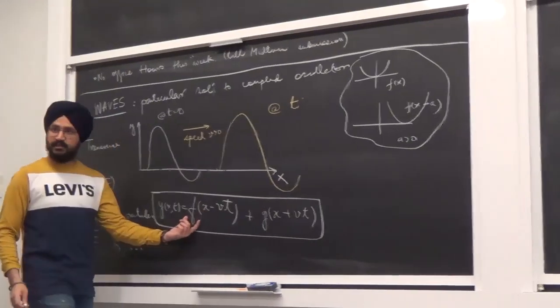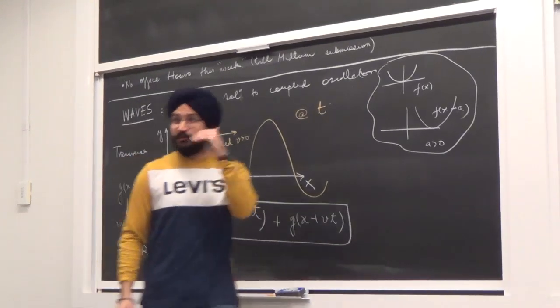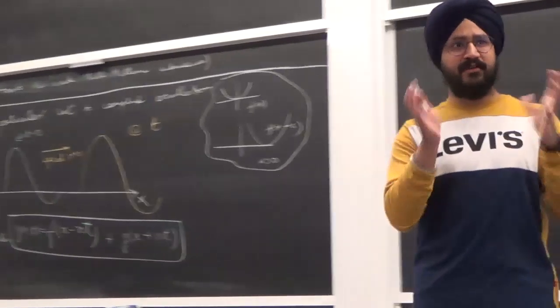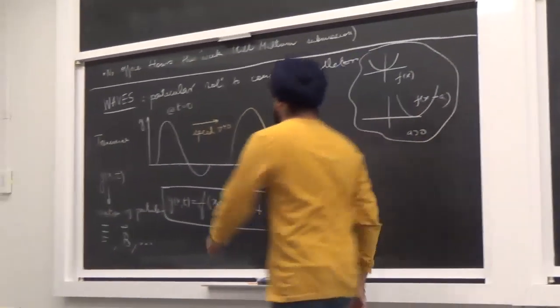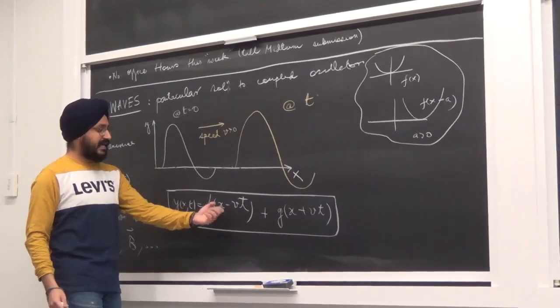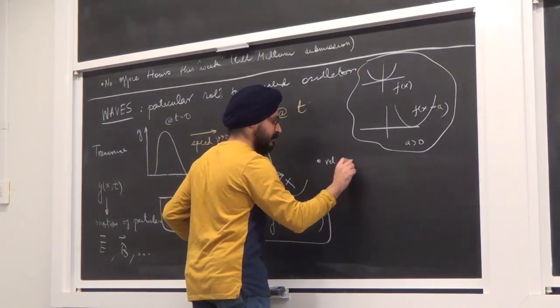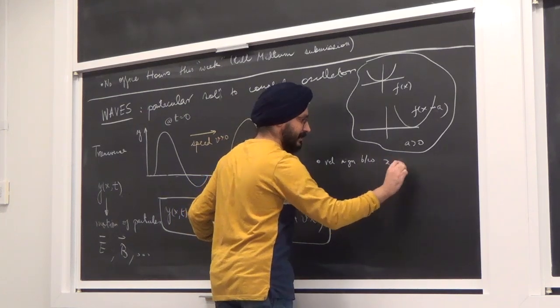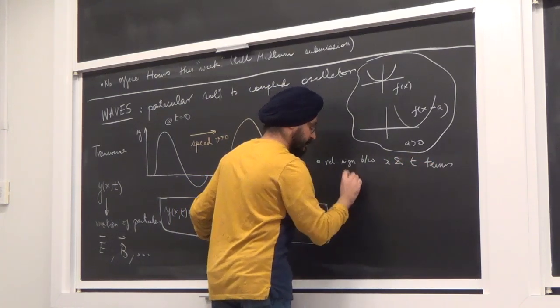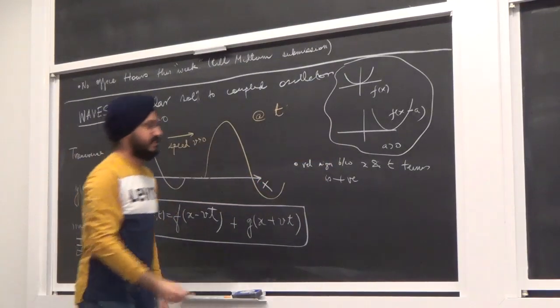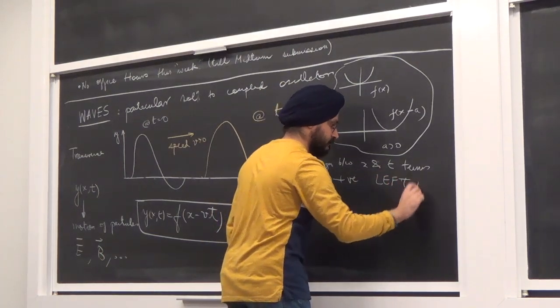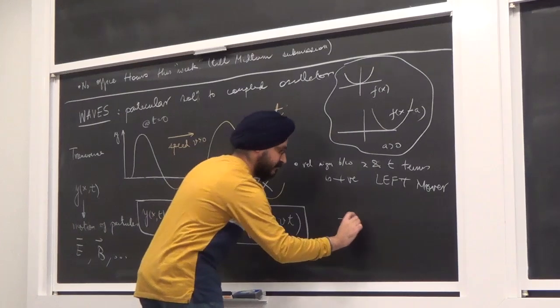Okay. Now here's the deal. If the sign of the function between the x and the t terms, now this is how you would think about it. People often get confused about how to figure these things out. There's a way of thinking about it. Look at the x term and the v term and the t term. If the relative sign between x and t terms is positive, which way is the wave moving? To the left, okay? If it's a positive sign, the function gets shifted to the left. So this is a left mover. And if the relative sign is negative, it's a right mover.